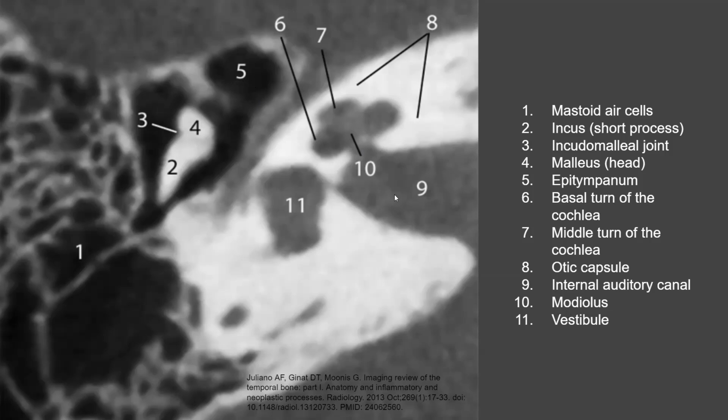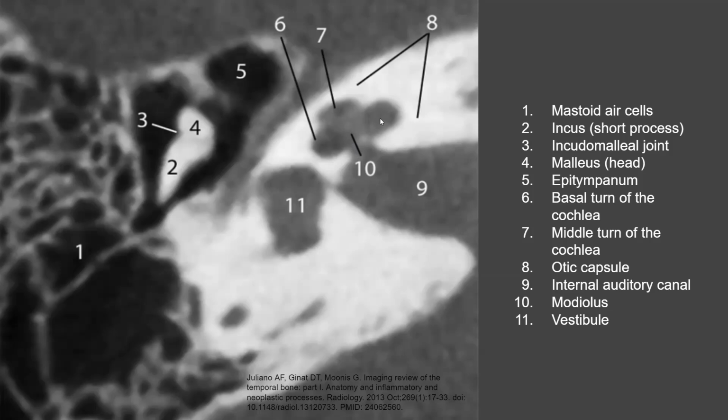Modiolus is something you probably won't hear very much, but it's just a spongy bone in the middle of the cochlea. But remember, we talked about the vestibular cochlear nerve, which is cranial nerve 8, which comes through this internal auditory canal along with cranial nerve 7. So it goes to the cochlea and the vestibule. You see these very thin lucencies here where the vestibular cochlear nerve will divide and go into the vestibule and the cochlea. And so here's the cochlea.